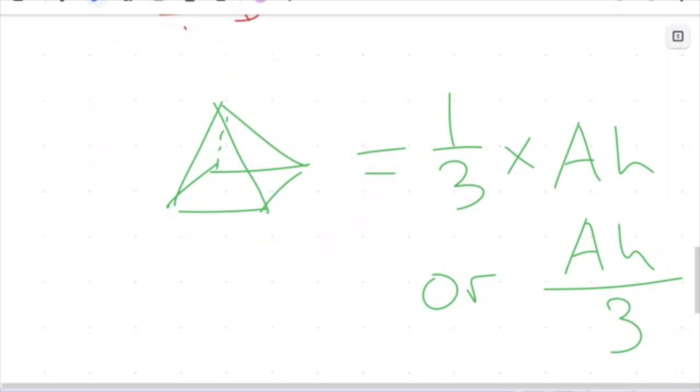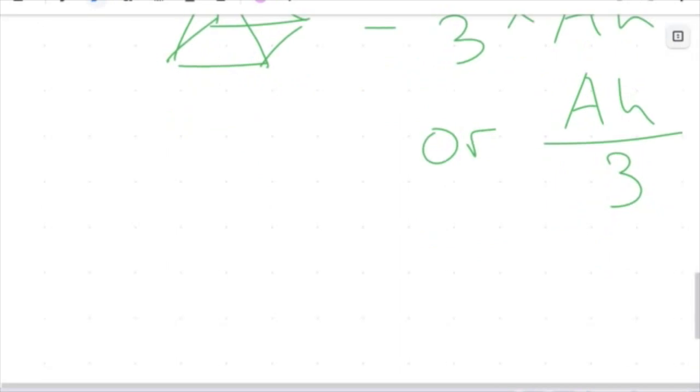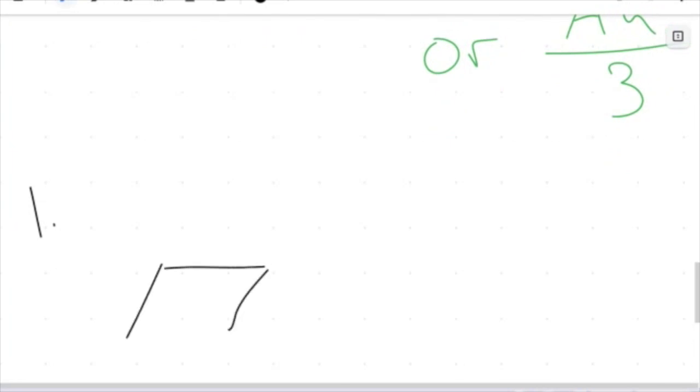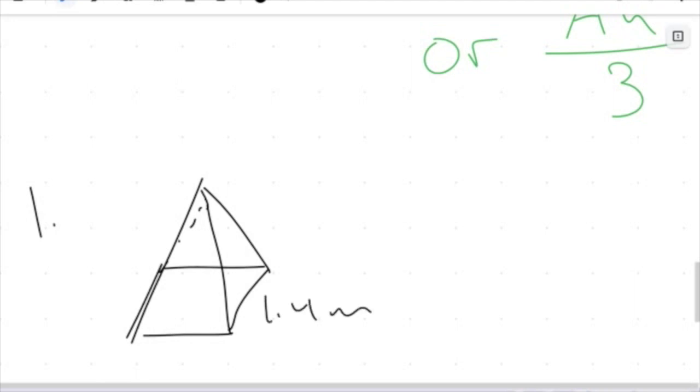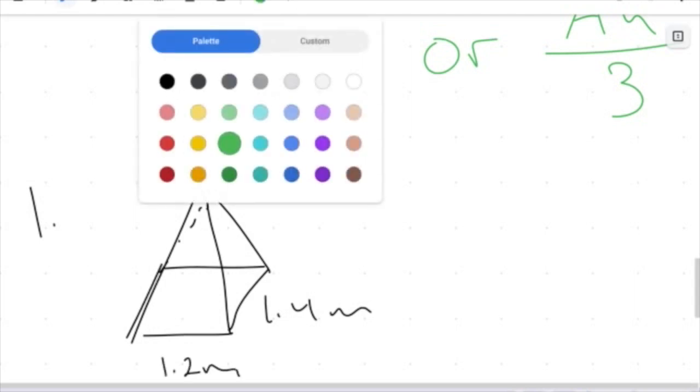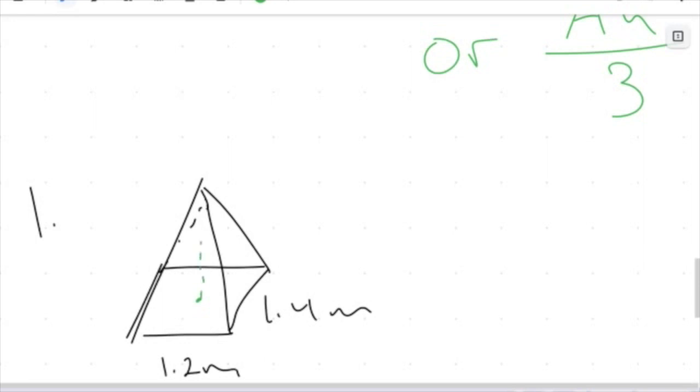Now let's actually apply this to a question. So if I have this question here, in which we have a pyramid, sorry for the bad drawing, I'm just trying to do this as quickly as possible. I have my dimensions of 1.4 meters here, 1.2 meters here, and a perpendicular height from this base all the way up to the top of 1.3 meters.